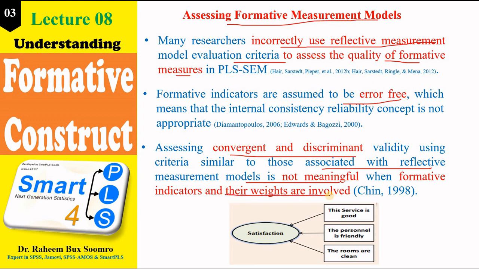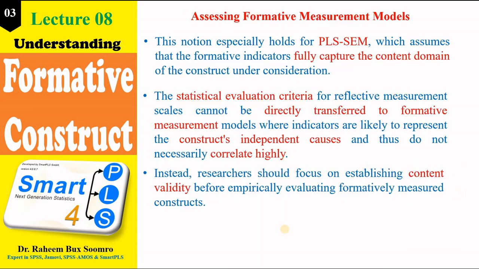Basically, in order to check the convergent validity, one tool is our loadings. In the case of the reflective, we check the outer loadings. In the case of the formative, we have to check the outer weights. This notion especially holds for CB-SEM, which assumes that the formative indicators fully capture the content domain of the construct under consideration.